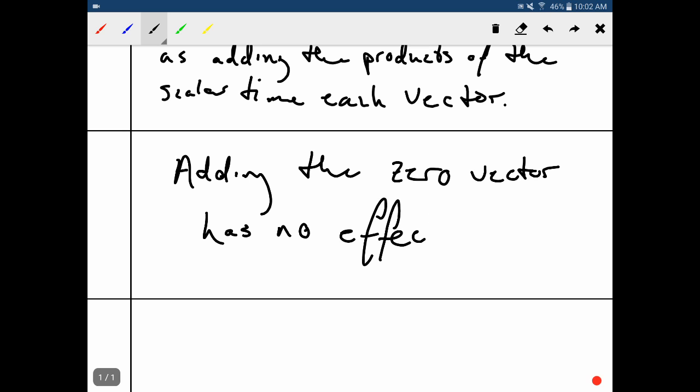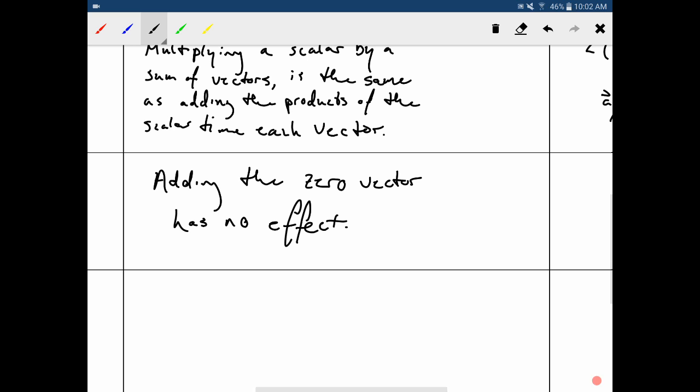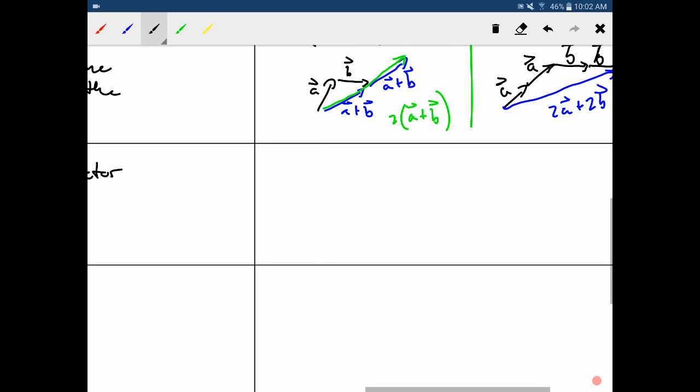Okay, whoops. All right, I'm pretty sure I spelled effect right there. I always get those two mixed up, but I'm pretty sure that's the right one.